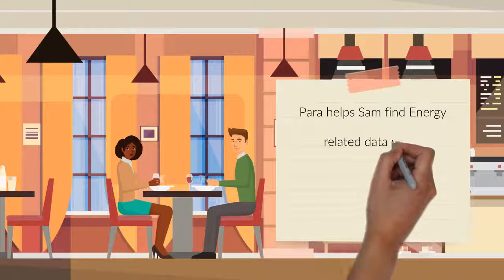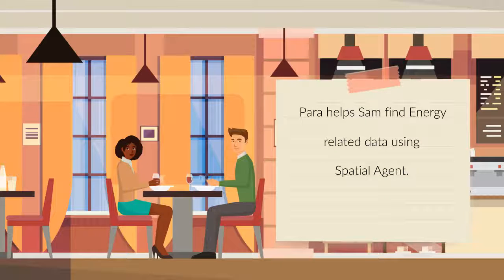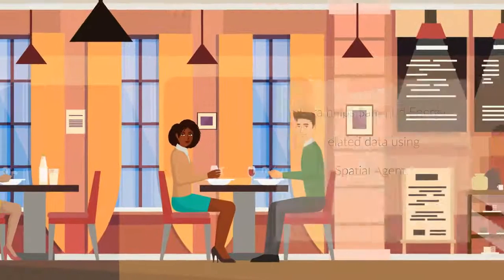Para is having lunch with Sam, a fellow researcher. Sam is researching sustainable energy and sources of renewable energy. Para browses a few energy-related themes on the Spatial agent to show appropriate data about energy.